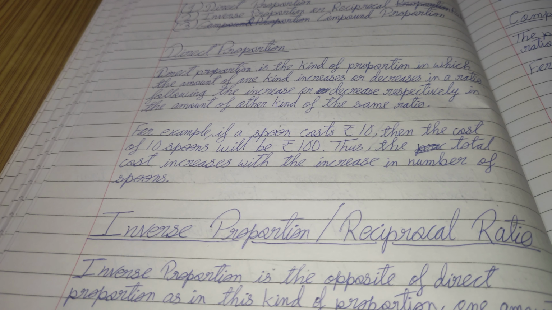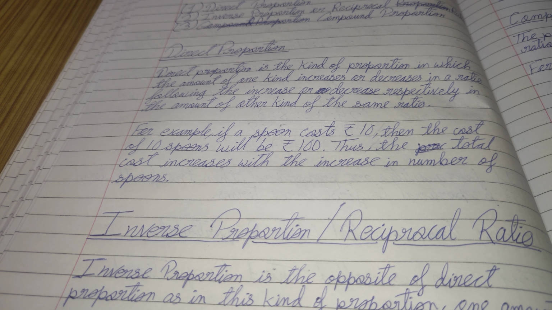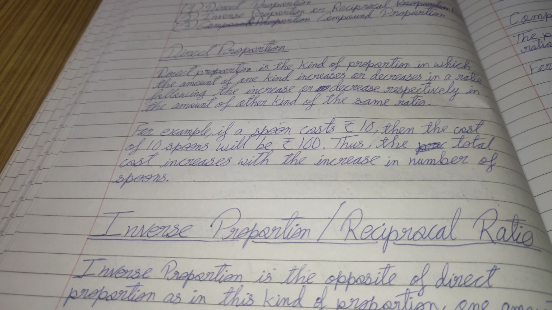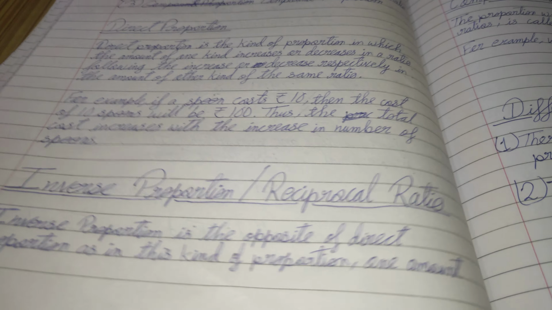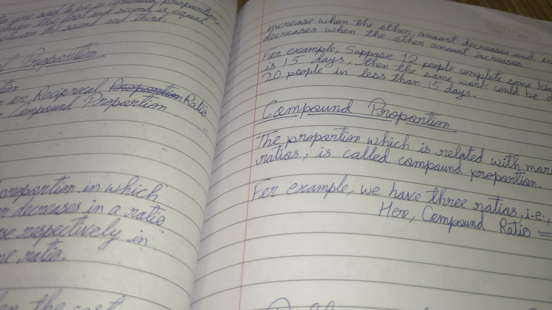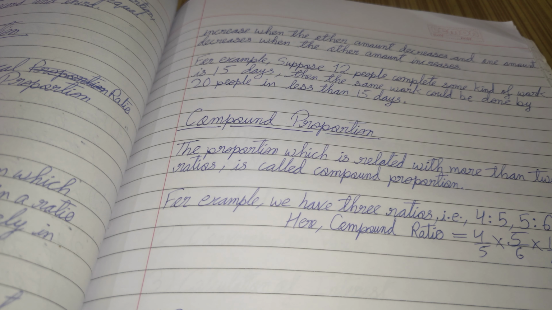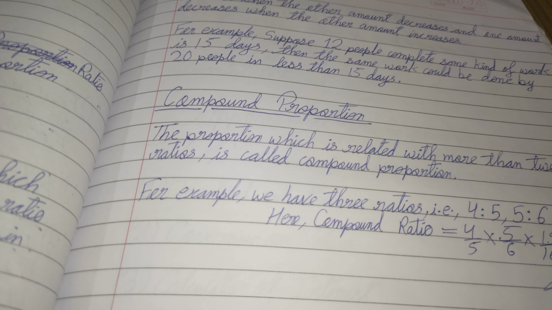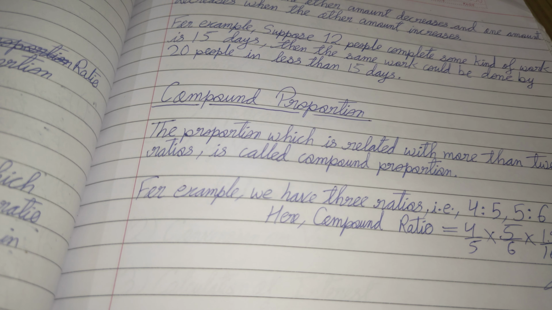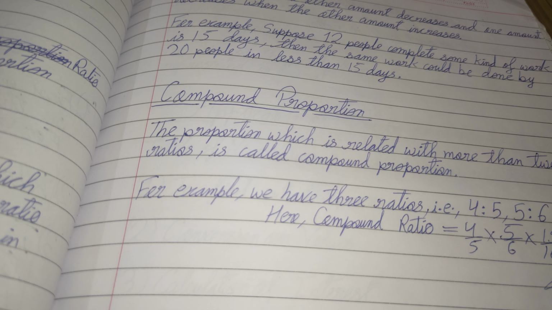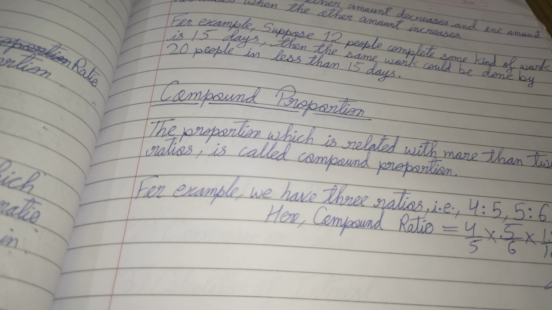Inverse ratio or reciprocal ratio is the opposite of direct proportion. In this kind of proportion, one amount increases when the other amount decreases, and one amount decreases when the other amount increases. For example, suppose 12 people complete some work in 15 days. Then the same work could be done by 20 people in less than 15 days.